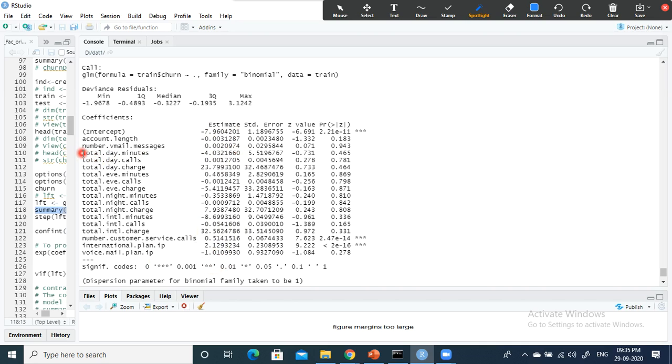These are the estimated log odds. The slope, see, for the total day minutes column, the slope value is this one. But these are all in terms of log odds. Look here, international number customer service calls. Let us take this one. The odds ratio of this one: a 1 unit increase in the calls from the customer can lead to the chances of the customer leaving my business being 0.514 log odds.